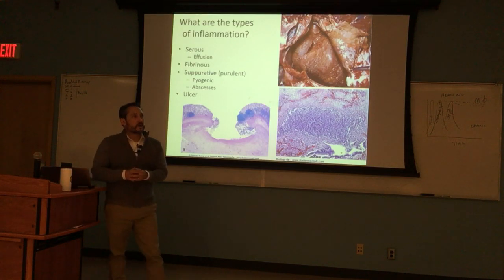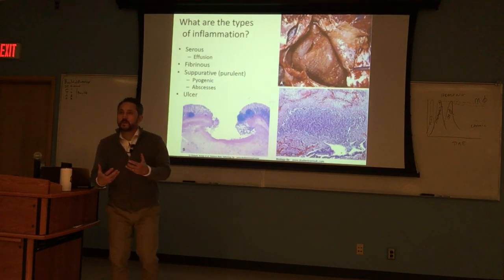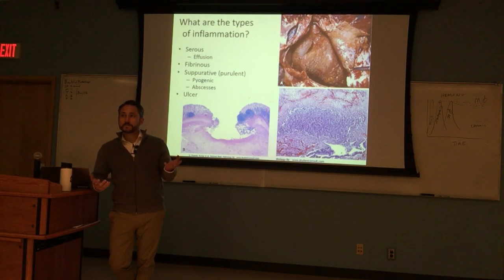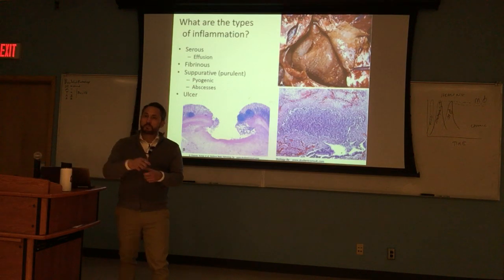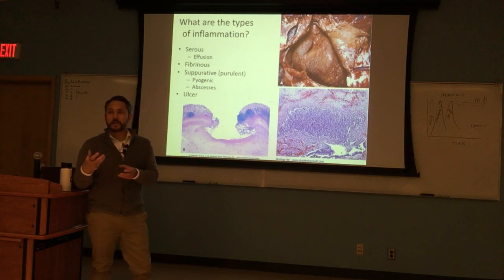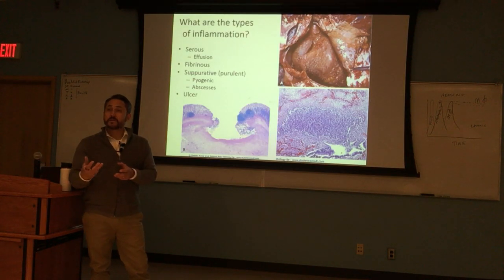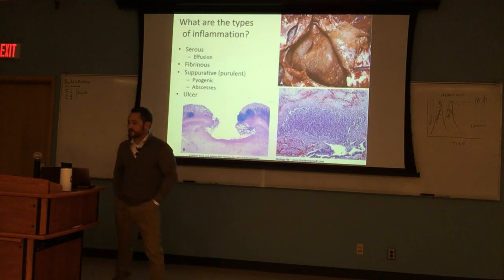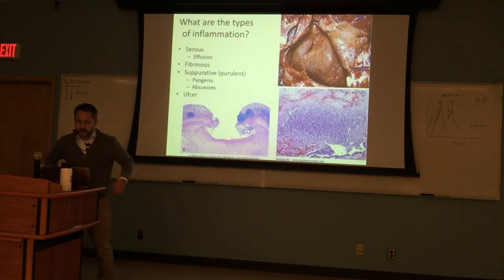So for a serous effusion, the example that you could write down here is a blister. Okay, everyone's had a blister. So if you pop a blister, it's a watery fluid. There's usually no blood in it. There's very little cells. It's mostly water. So that's a serous inflammation response.